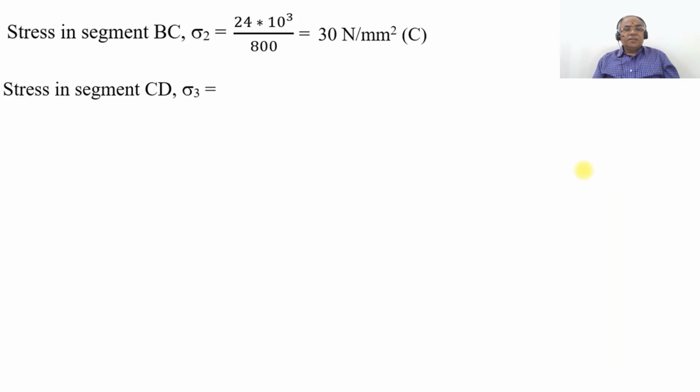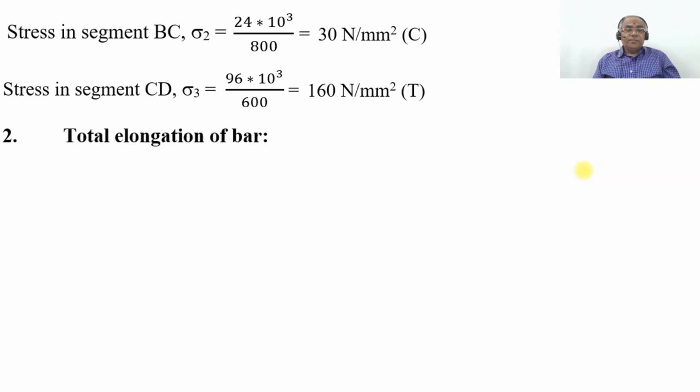Similarly, the stress in the segment CD, which is sigma 3, will be equal to 96 into 10 to the power of 3 divided by 600. On simplification, you are going to get 160 Newton per mm square, which is tensile. So what is going to be the total elongation of the bar?